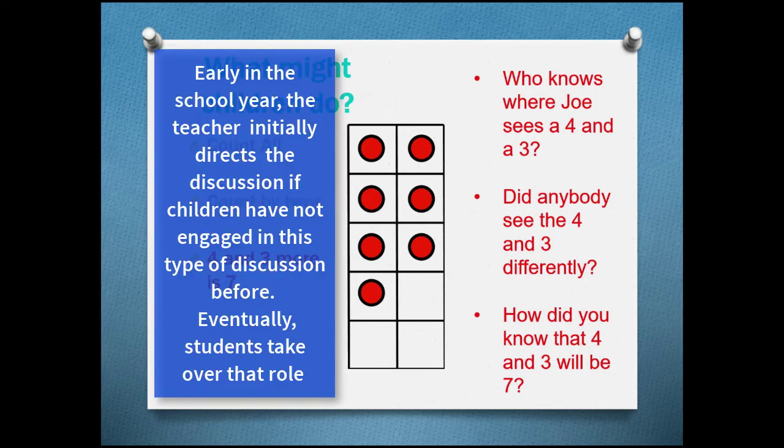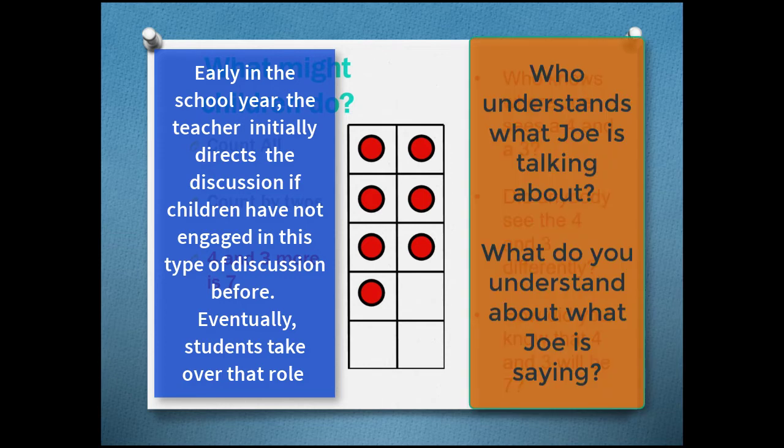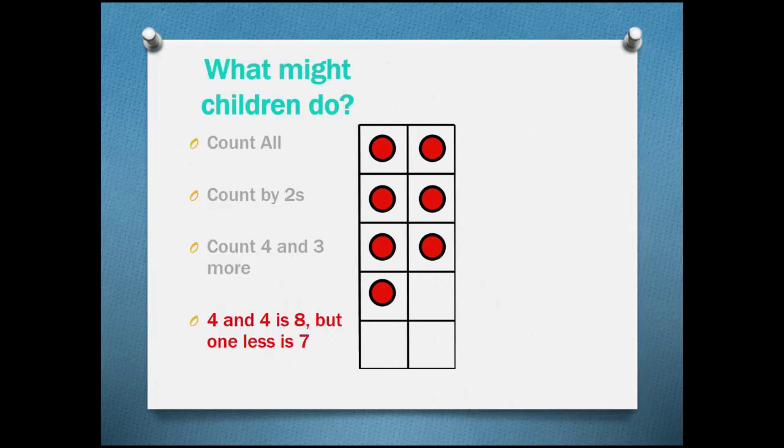But if most of these students had been in a kindergarten class that used an approach like this, a legitimate question instead of these 3 would have been, who understands what Joe is talking about, or even what do you understand about what Joe is saying? And that's more of an open-ended type question.